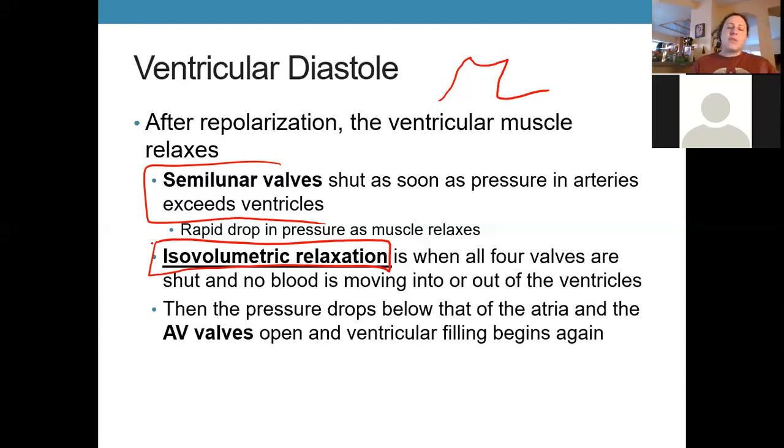Then once the pressure drops below the pressure in the atria, in the left and right atrium, the AV valves open, and that allows blood to start flowing from the atria into the ventricles again, slowly filling the ventricles.